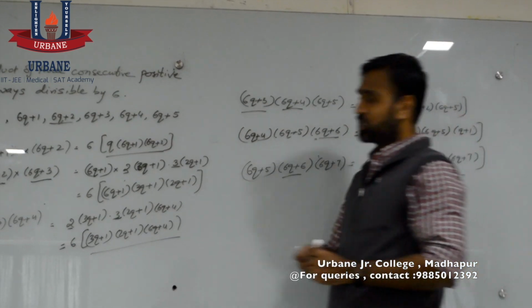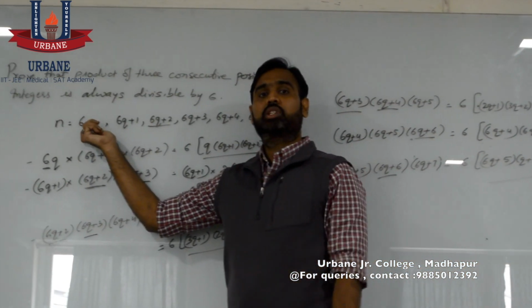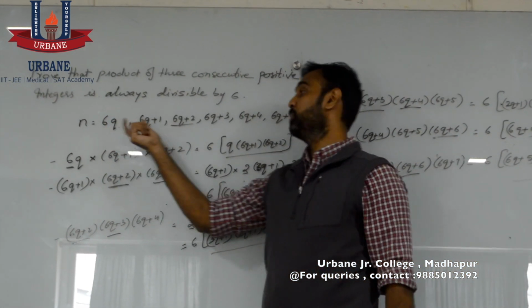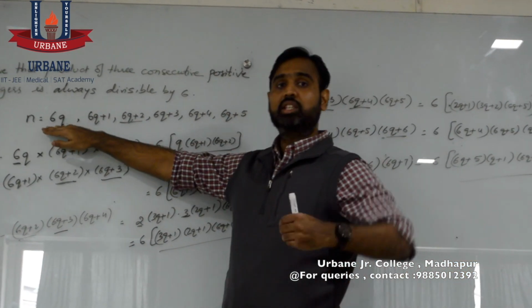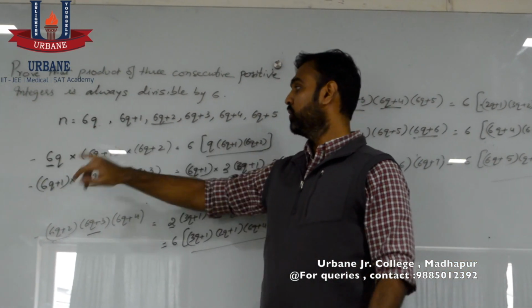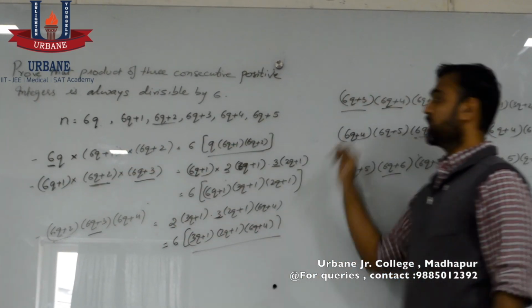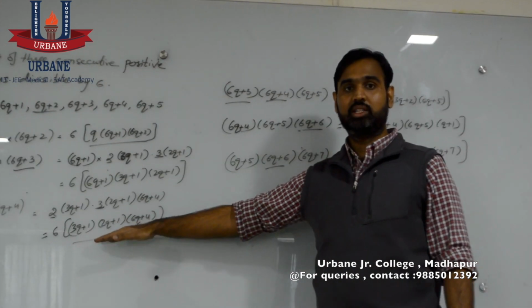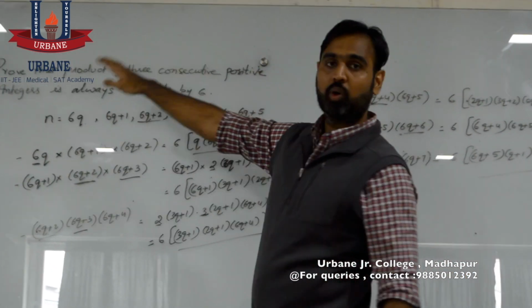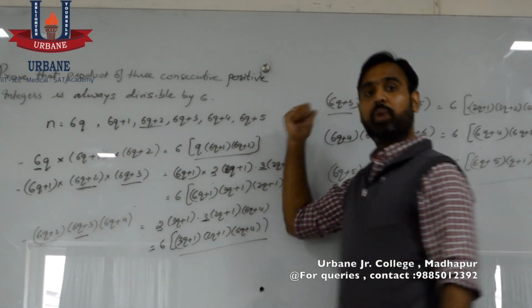So the number either starts, let's say, from the form 6q or the form 6q plus 1 or any of these. From there we consider the next 2 consecutive integers, we multiply them, and in each case we see that 6 comes as a common factor in all of these. Hence, the product of 3 consecutive positive integers is always divisible by 6.